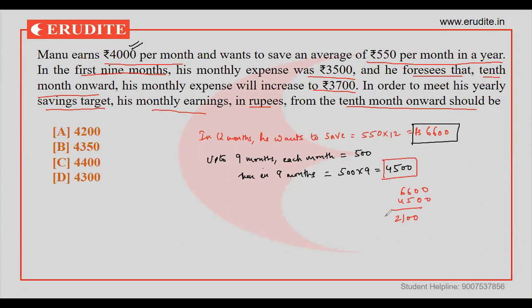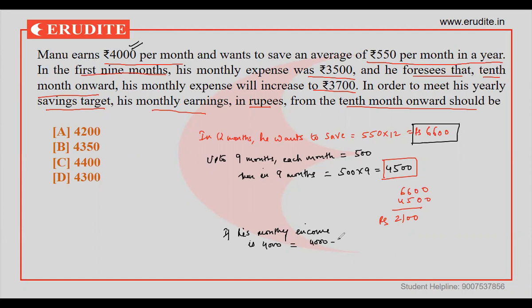That is 2,100 he has to save in the next 3 months: the 10th month, 11th month, and 12th month. Now, in the next 3 months, from the 10th month, his expenses is 3,700, right? Fine. So that means if I assume that his monthly income is 4,000 for the next 3 months, right? Then he is going to save how much, guys?